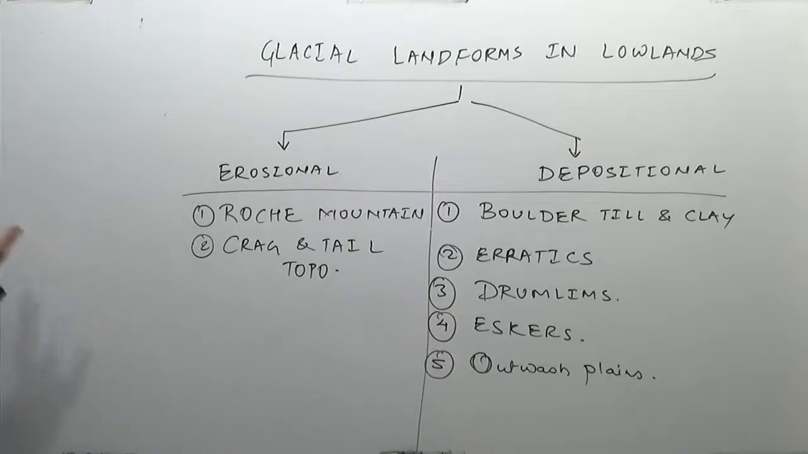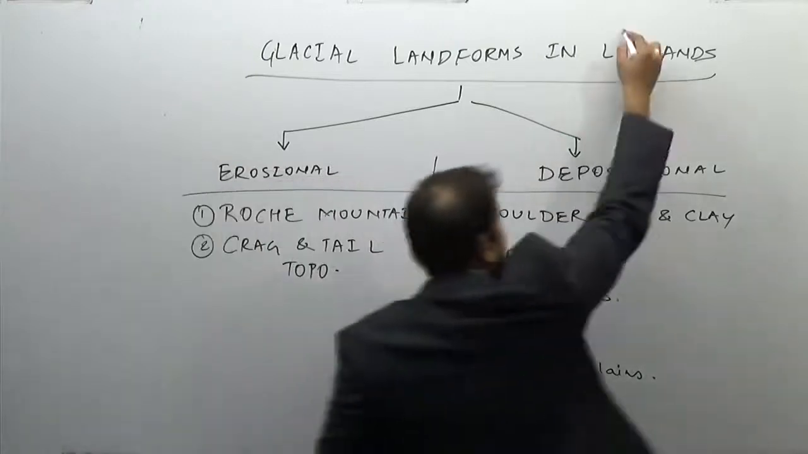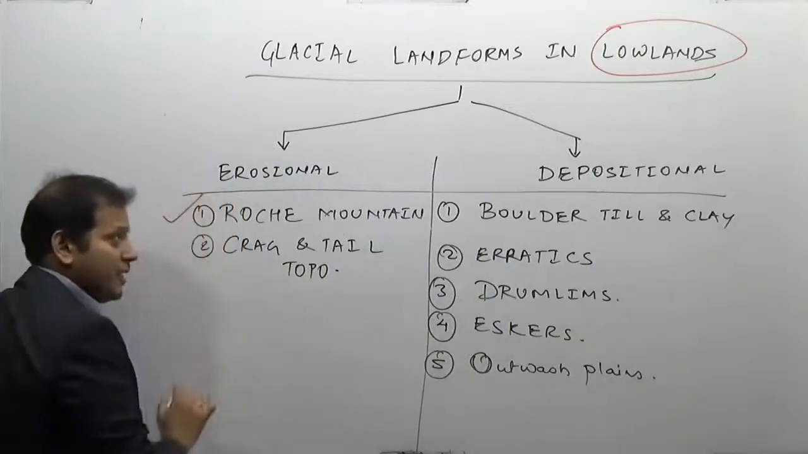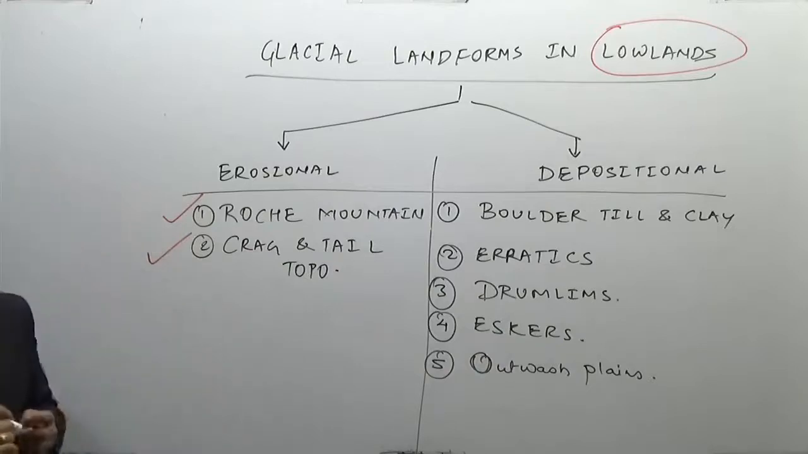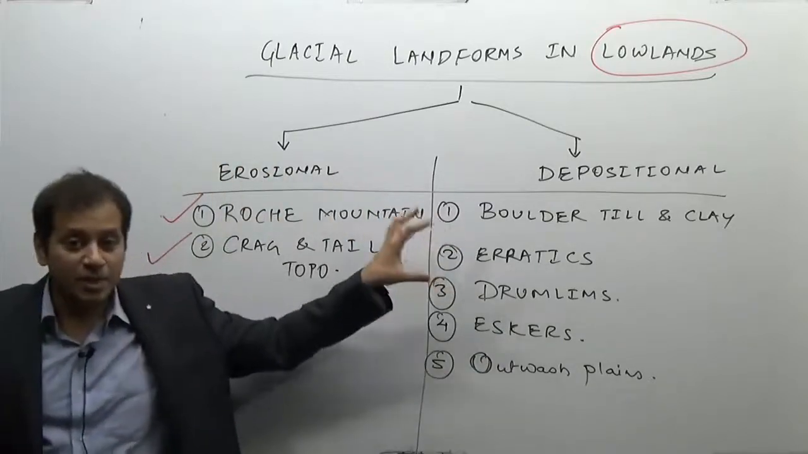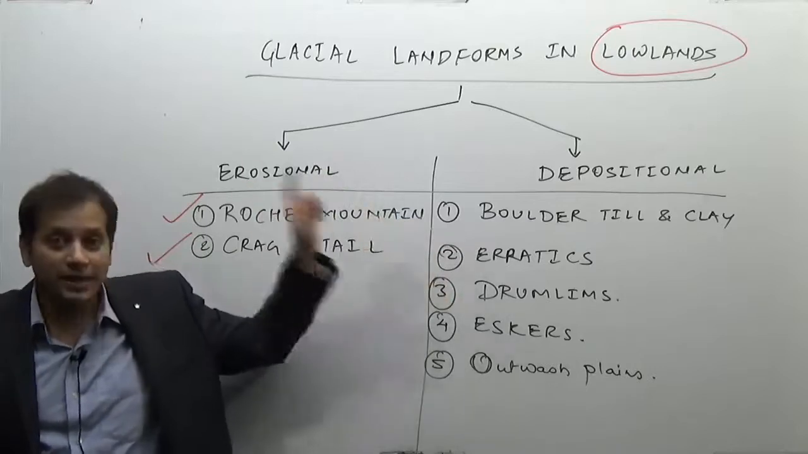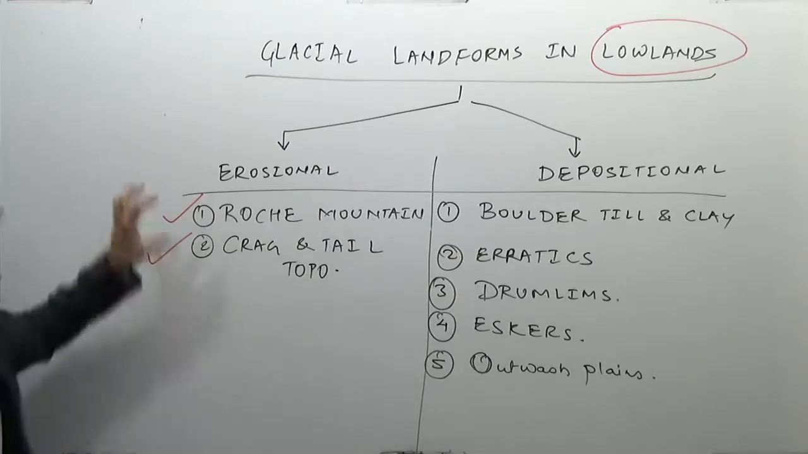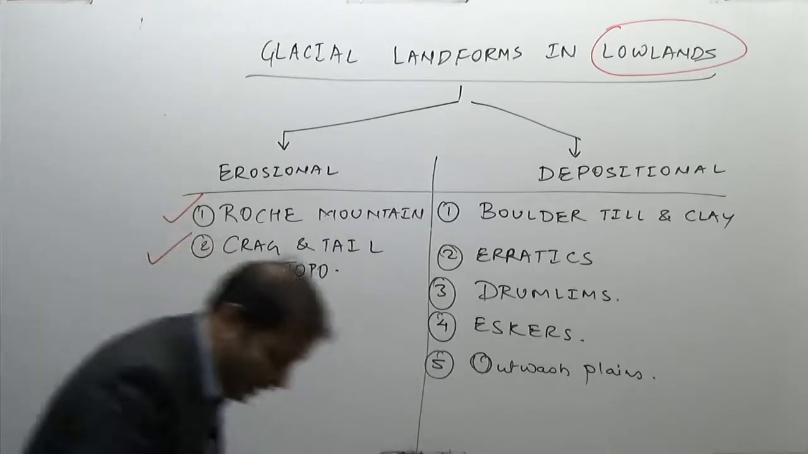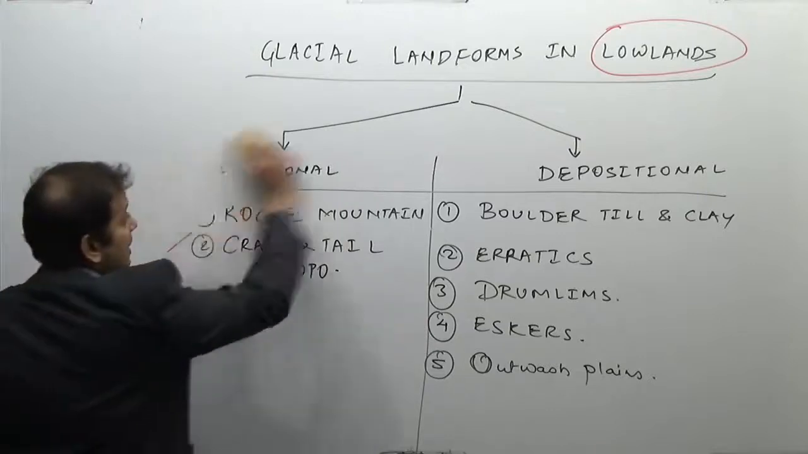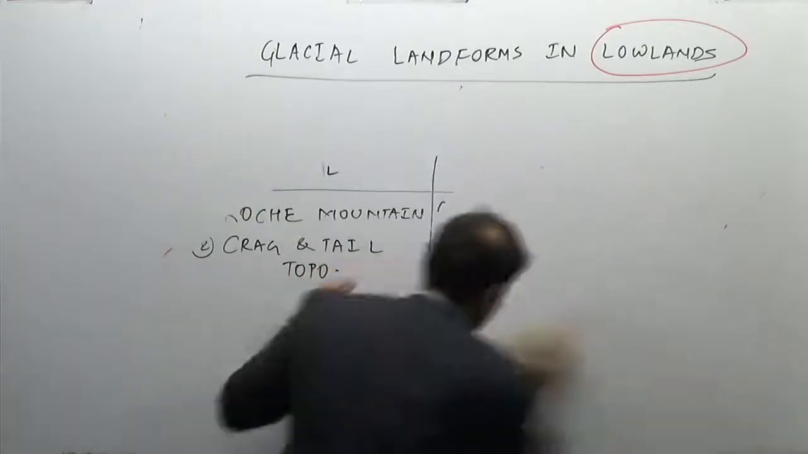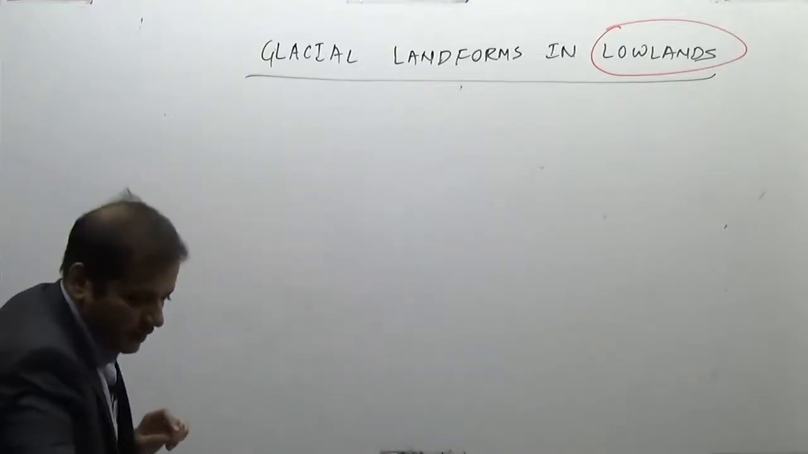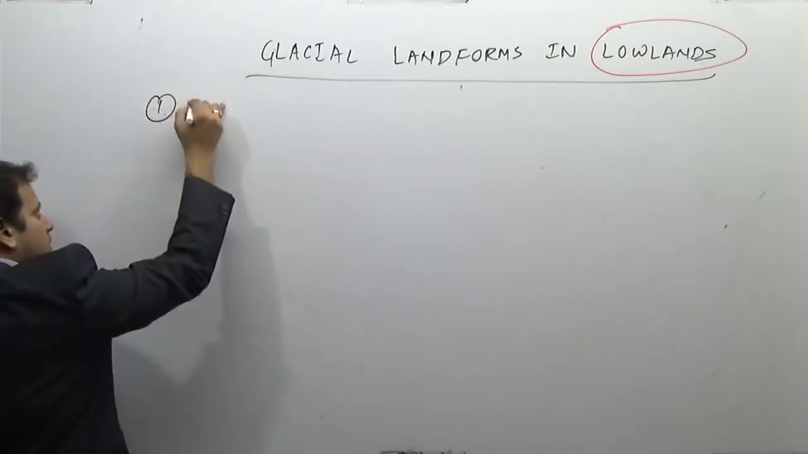So you see here, the glacial landforms in the low-lying regions can be divided into erosional landforms and depositional landforms. Crag and tail topography and Roche Mountains are the erosional landforms, while the major depositional landforms are boulder till and clay, erratics, eskers, and outwash plains. Now we'll study each landform in detail, that is what is a Roche Mountain, what is crag and tail topography. Again I am saying, remember, these are erosional landforms. Now first, Roche Mountains.